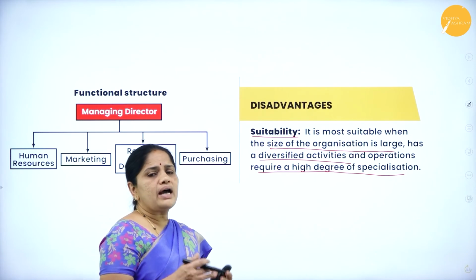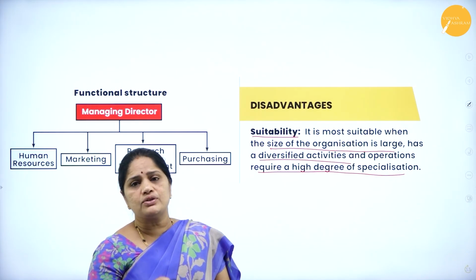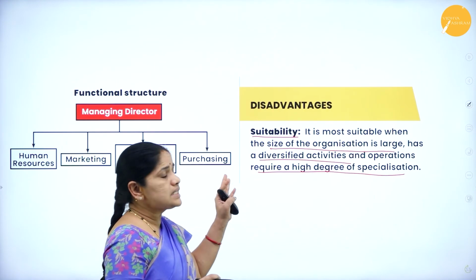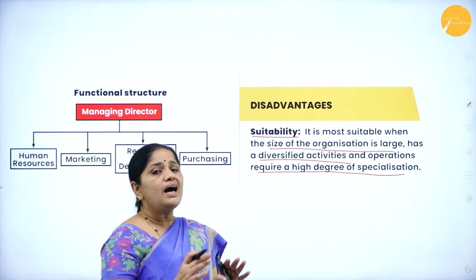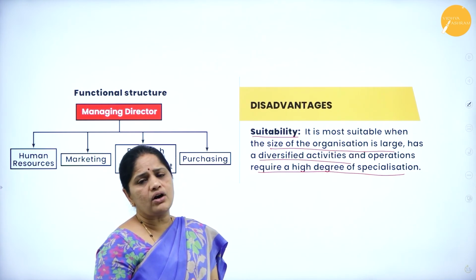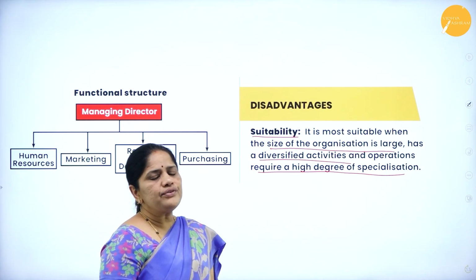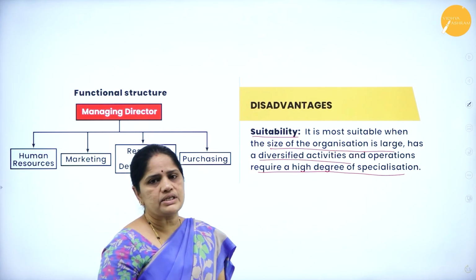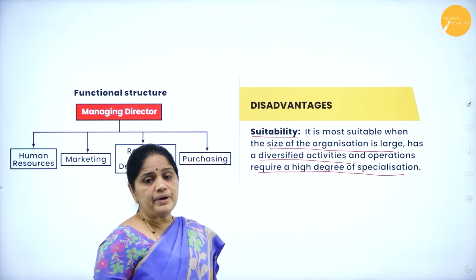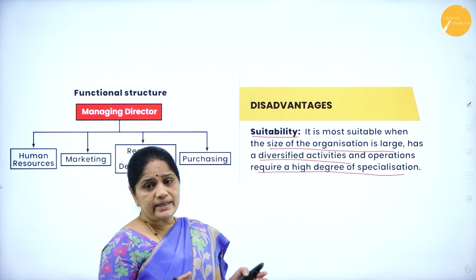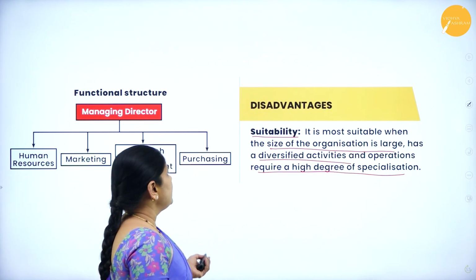So you need to have specialists who are in the field. Only when you need specialists to work in the organization can you have this functional structure. Otherwise, this functional structure cannot be had in any business organization. So if you want to have a functional organization, you need to have a very large business with a large number of activities which require specialists in that field. Only then will a functional structure run.